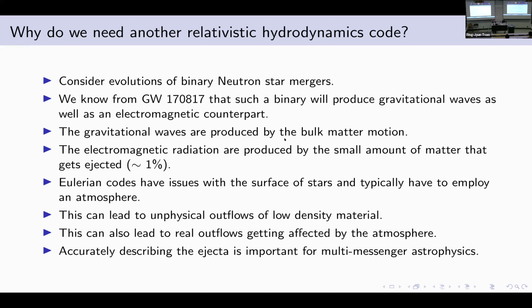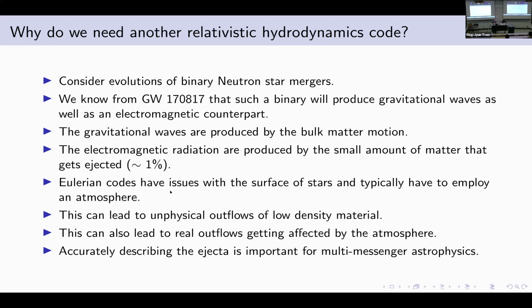So the gravitational waves are produced by the bulk matter motion, whereas the electromagnetic radiation is produced by the small amount of matter that gets ejected from the system. And this can be on the order of just 1% of the total matter in the system.